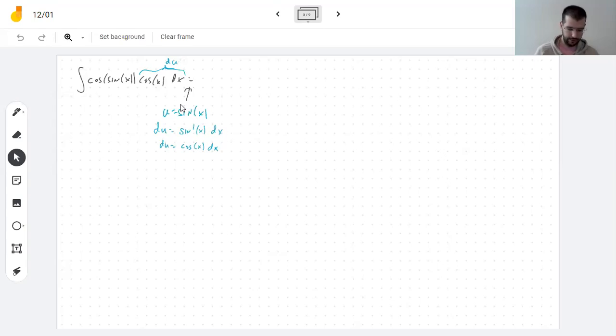So, sine of x is u. So this is just going to be the integral of cosine u times du. Because the u came from originally having sine of x, and du came from having cosine of x dx.